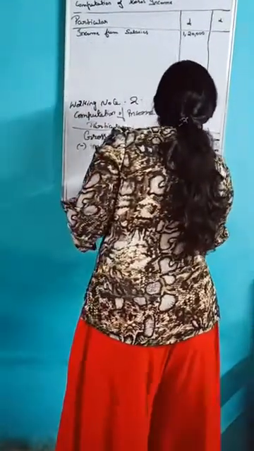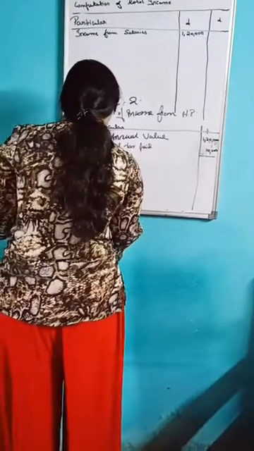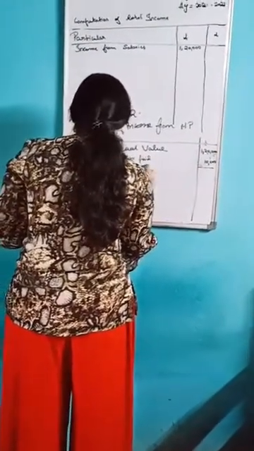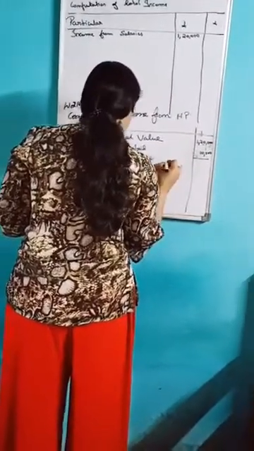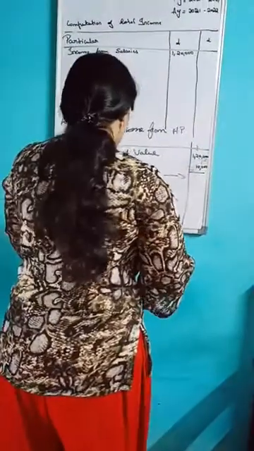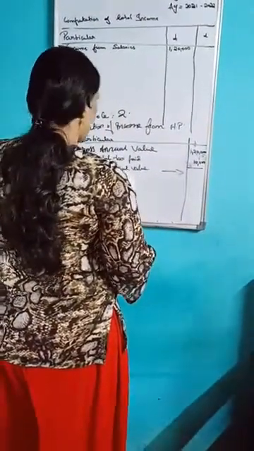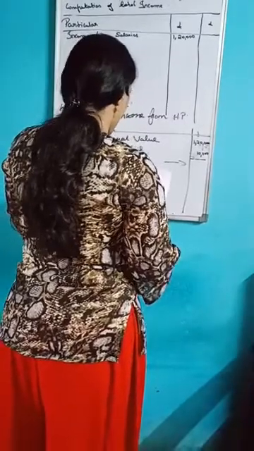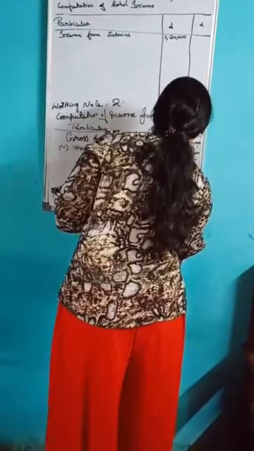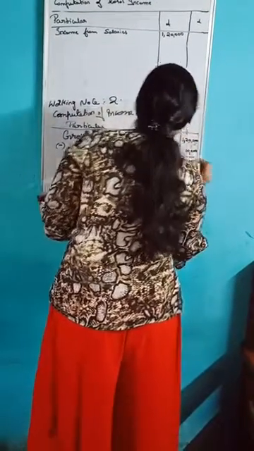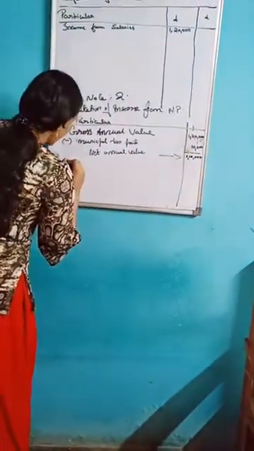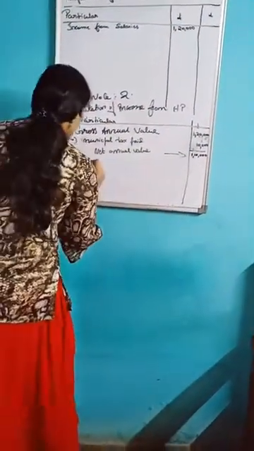Next you minus it, and you will get the net annual value. So here 1,20,000 minus 10,000, you will get 1,10,000. Okay. Then after that you should minus deductions.